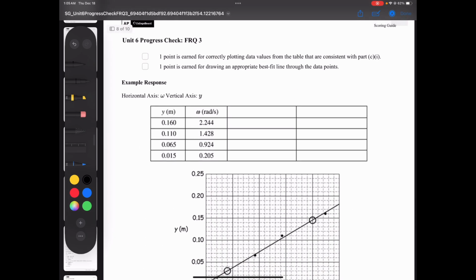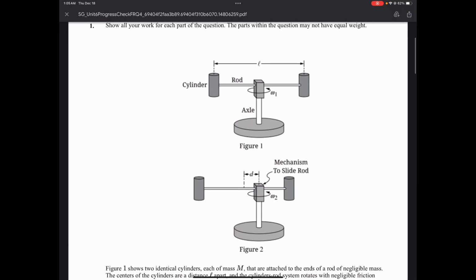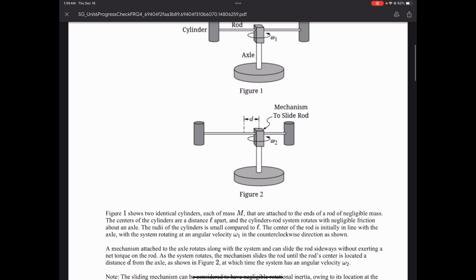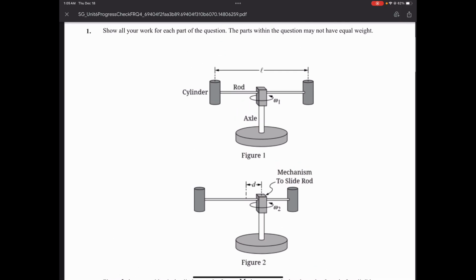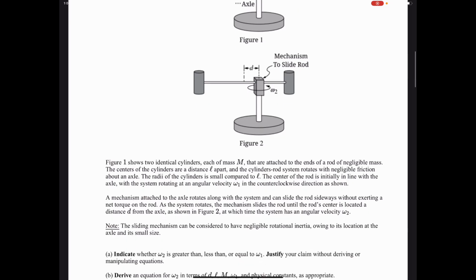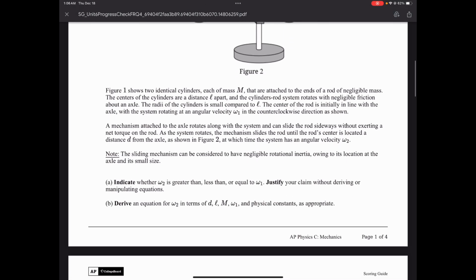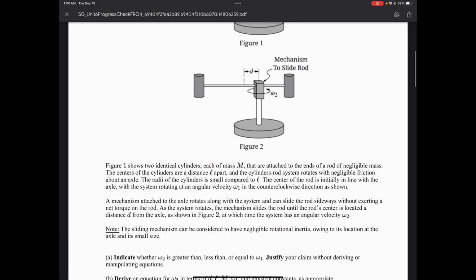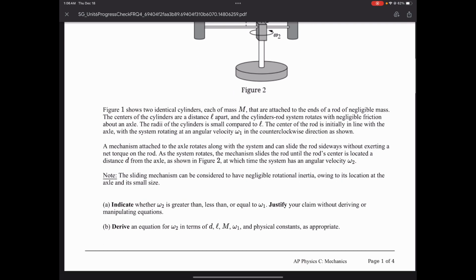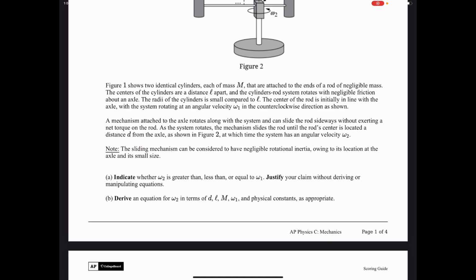All right, so now for the last one, almost there, we have this situation. We have 2 cylinders, and they're rotating about an axle, and there's some mechanism to slide the rod so that one cylinder comes closer to the axis of rotation, then the other cylinder gets further away from the axis of rotation. So we have to indicate whether omega 2 is greater than, less than, or equal to omega 1. Omega 2 is the new velocity. Justify the claim without deriving or manipulating any equations.